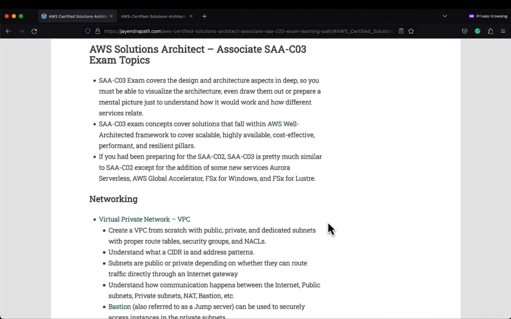The AWS Solutions Architect Associate exam covers the design and architecture aspects in depth, so you must be able to visualize the architecture and even draw them out or prepare a mental picture just to understand how it would work and how different services relate to each other. I have covered some of the topics below. Be sure to go through the links. AWS does keep on updating new services as the exam is updated, so please look out for the updated documentation.